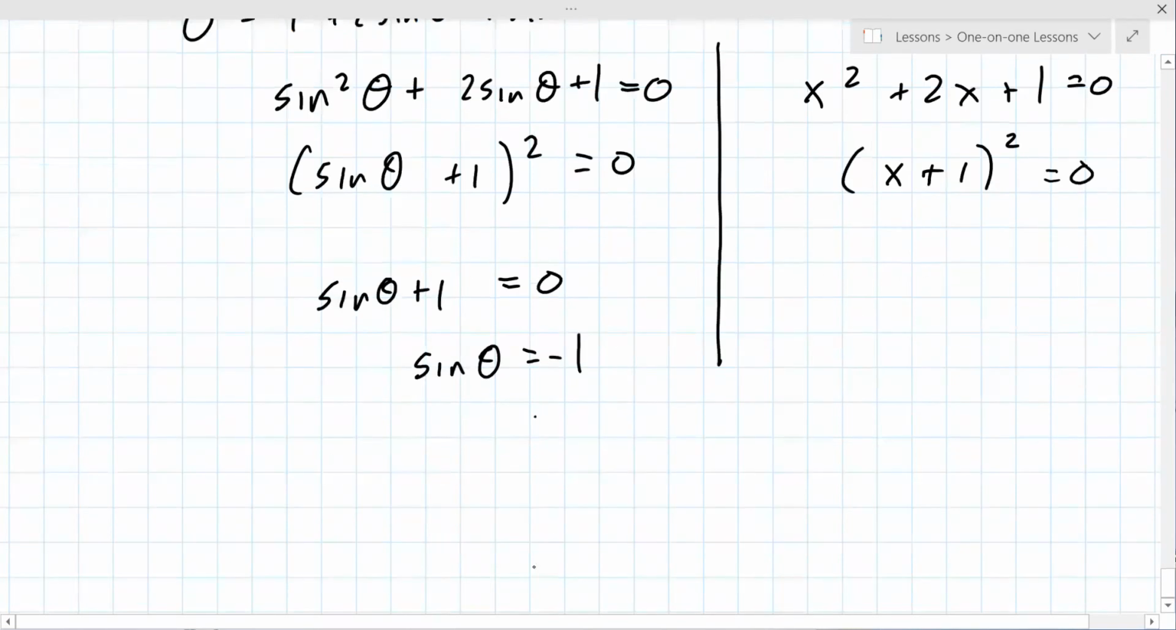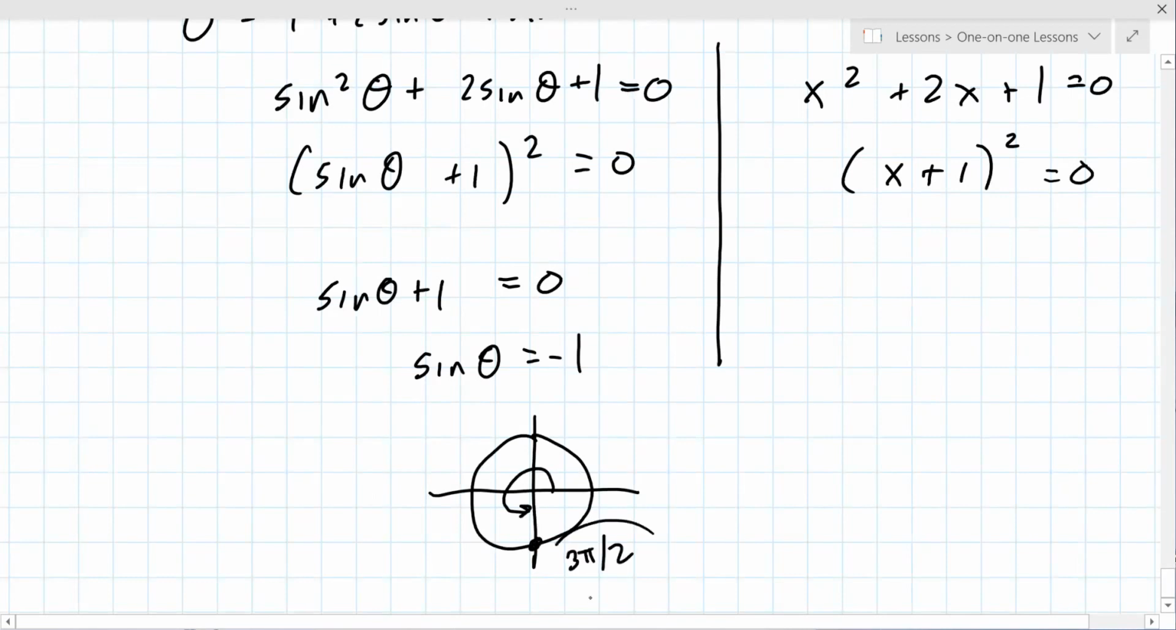Well, that's on the unit circle again, down here at 3 pi over 2. That's your only single answer for this one. So it's possible to get one answer. Actually, it's possible to get no answers, one answer, 2, 3, 4, 5. There are just variations on all of these.